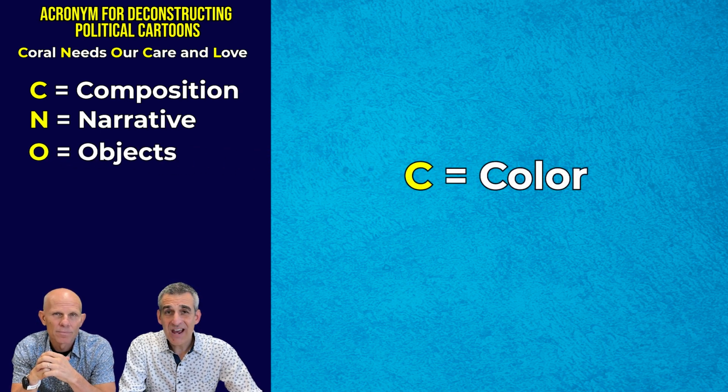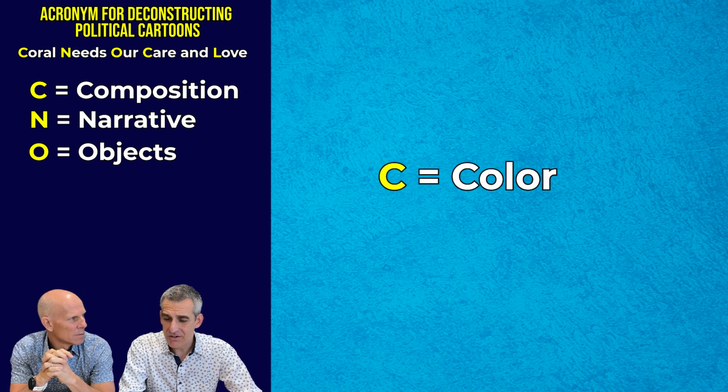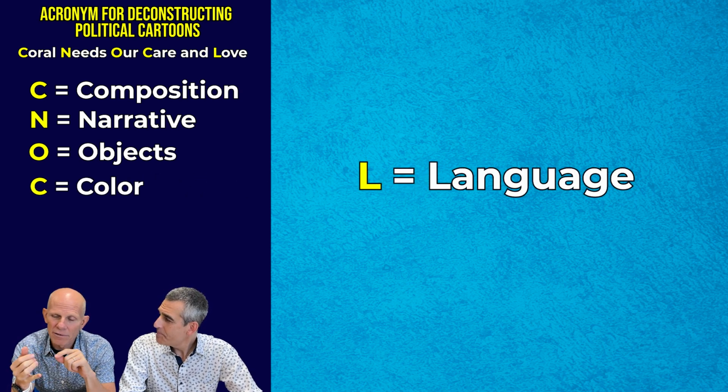Yeah, the next C stands for the color and the shading. We want to think about the colors, or perhaps it's black and white and how shading is used. And L stands for language. We're looking at labels and speech bubbles and thought bubbles and all the different elements of irony and sarcasm that might be in the language.